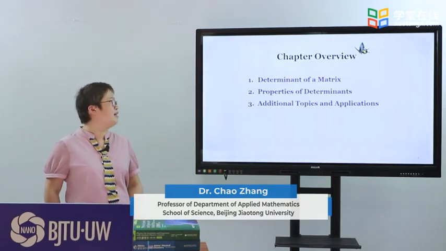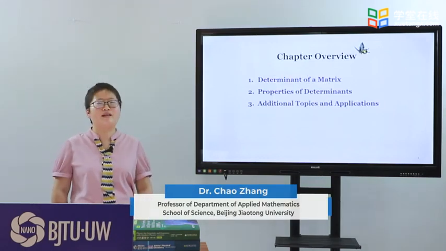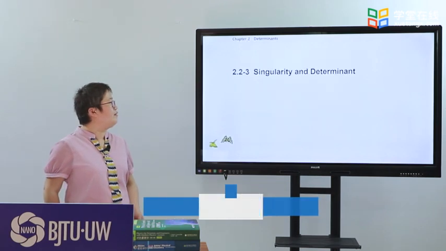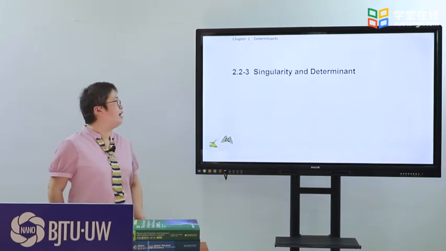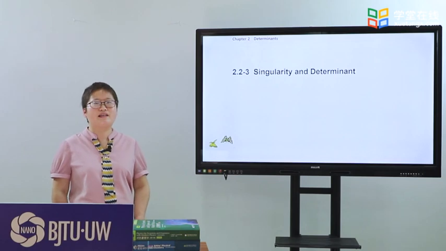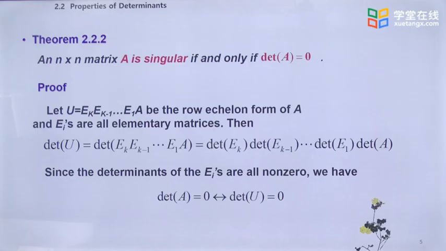Now we continue to learn Chapter 2, Determinants. Section 2, Properties of Determinants. And now we consider Part 3, Singularity and Determinant. First, we learn this theorem. An n by n matrix A is singular if and only if determinant A equals 0.